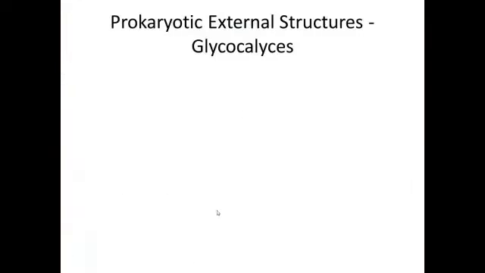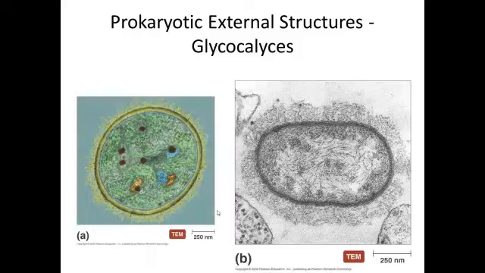Some prokaryotic cells, both bacteria and archaea, have a sticky substance on the outside of their cells that we call a glycocalyx, which in Latin means sugar cup. We use that Latin term because usually the main component of the glycocalyx is, you guessed it, carbohydrates. They come in 2 flavors, capsules and slime layers.